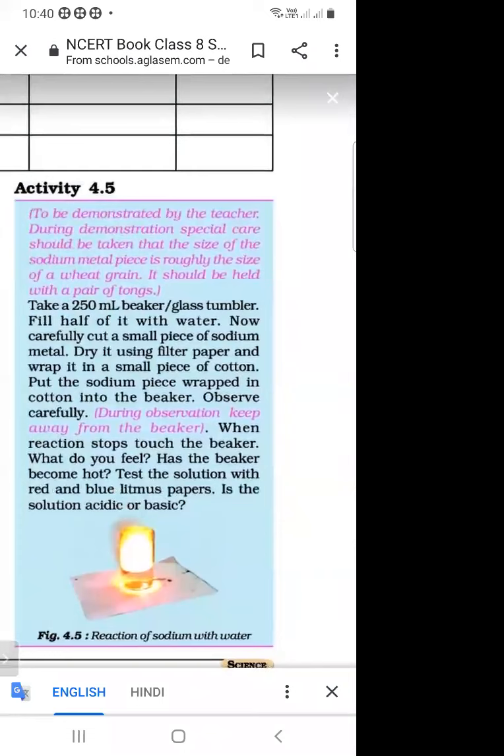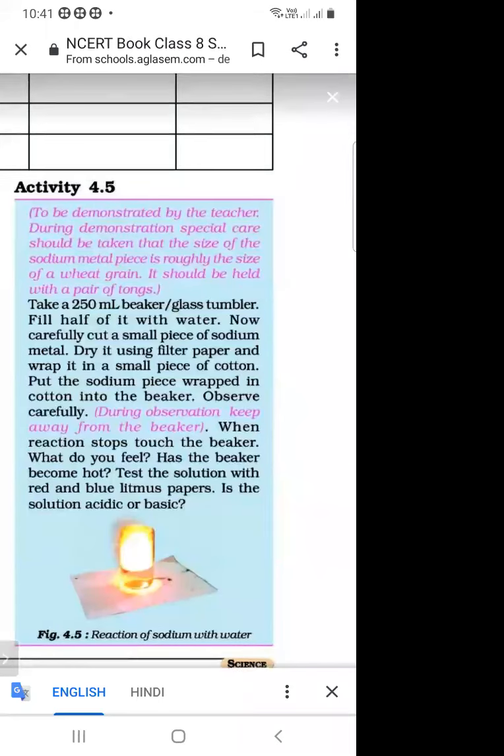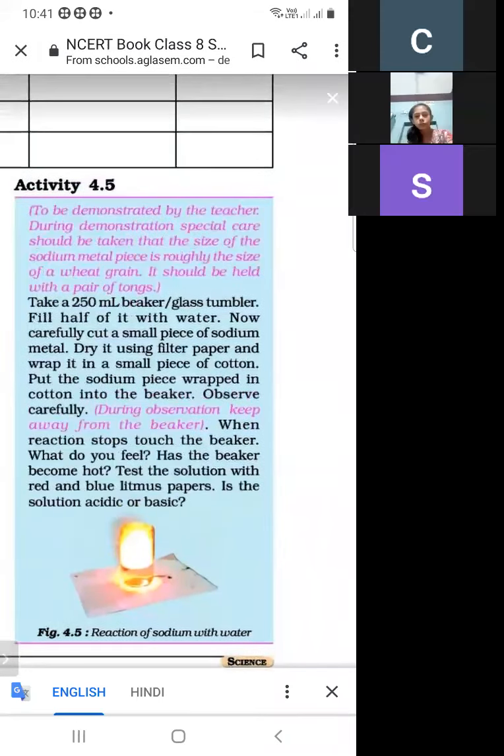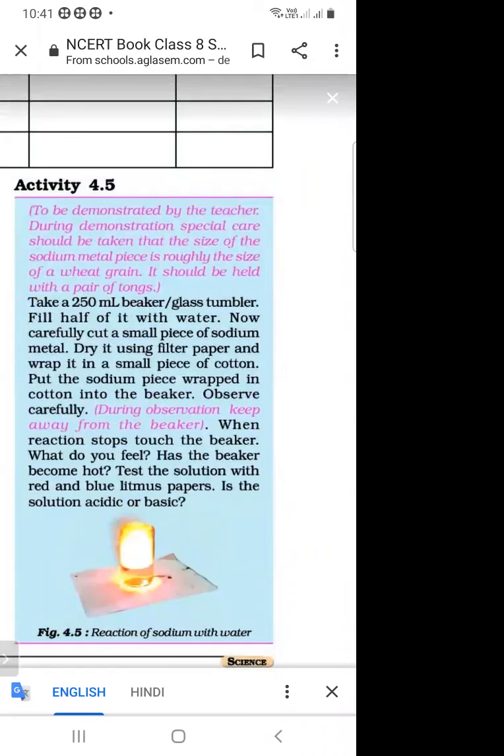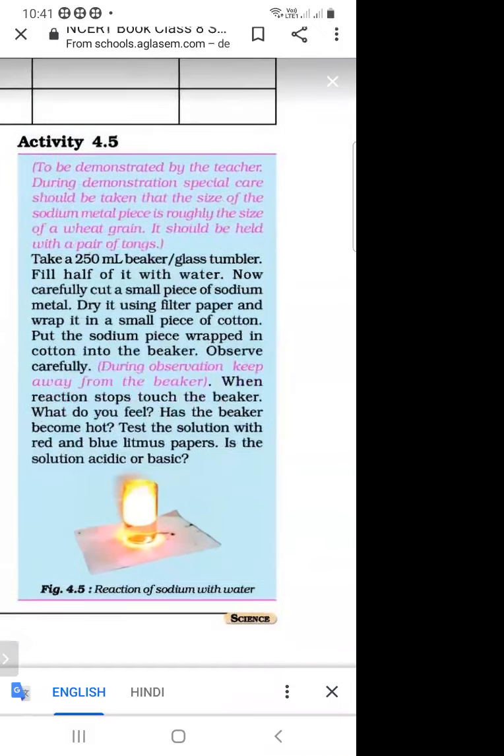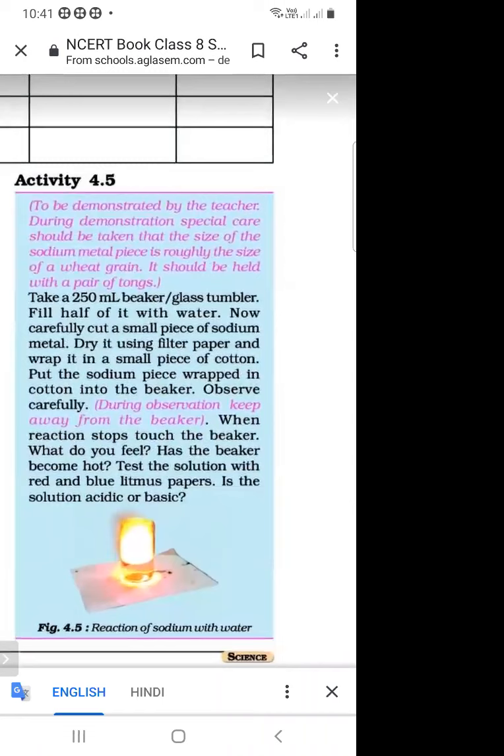So this reaction is exothermic reaction. Again, I am repeating this activity. Firstly, we will take a 250 ml beaker or glass tumbler, and then we will fill half of it with water. After filling half of it with water, take a small piece of sodium metal, cut a small piece, and wrap it in a piece of cotton.